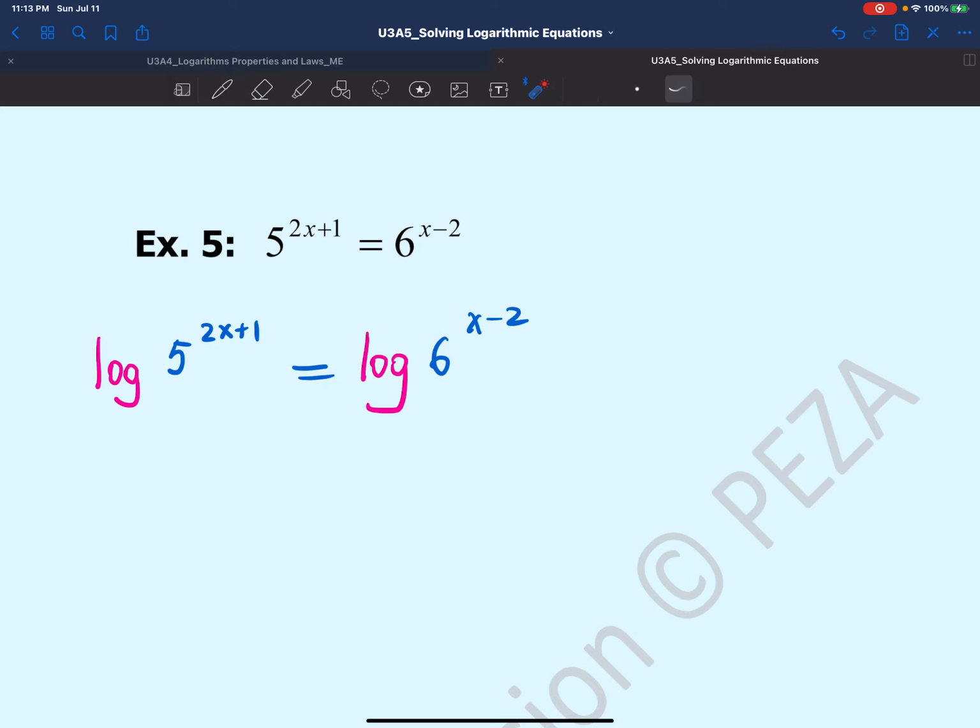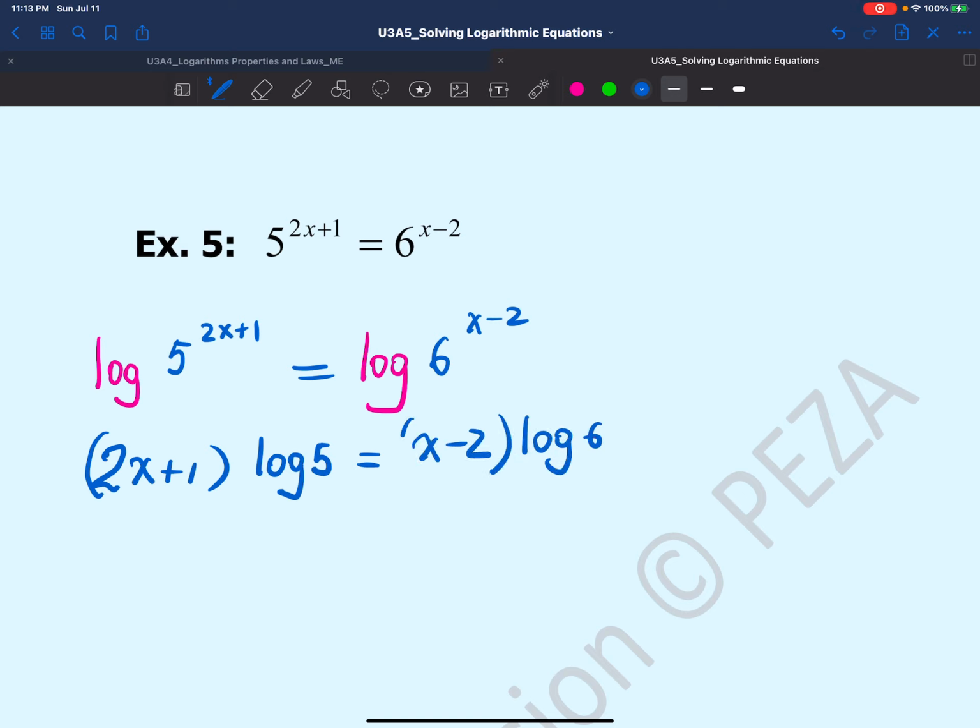Now notice that here we have a power 2x plus 1. We can use the power law to take 2x plus 1 out because we want to access the variable, right? So we have (2x plus 1) log 5, sorry, log 5, equals (x minus 2) log 6. Now be very careful. X minus 2 must stay in brackets because it's a binomial form.